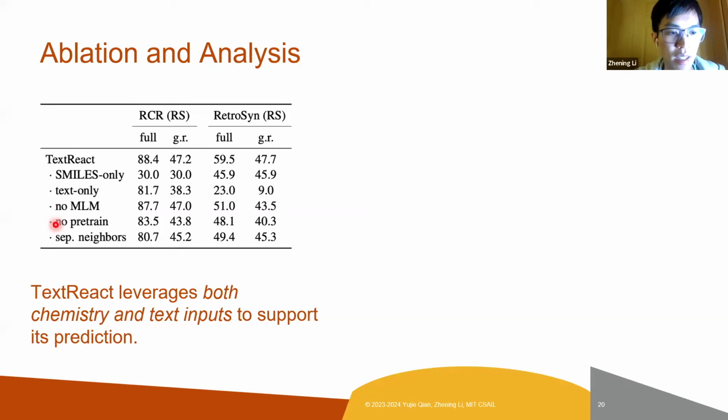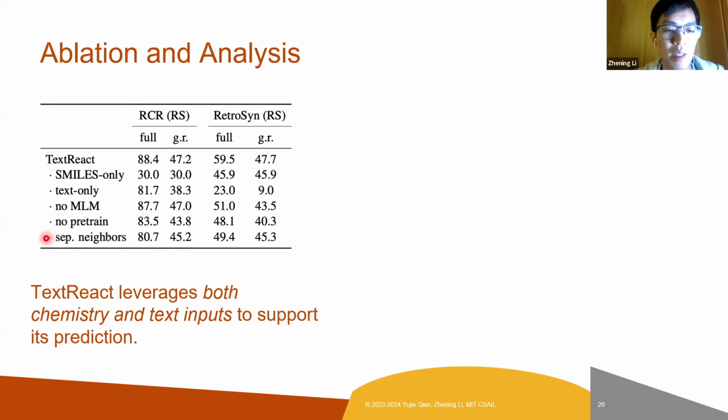And then we have the no pre-training model, where we do not start with the SciBERT pre-trained checkpoint to train our model and then fine-tune it on our data, but instead we just start to train from scratch. And this results in a decrease in performance, showing the utility of having a pre-trained model to begin with.